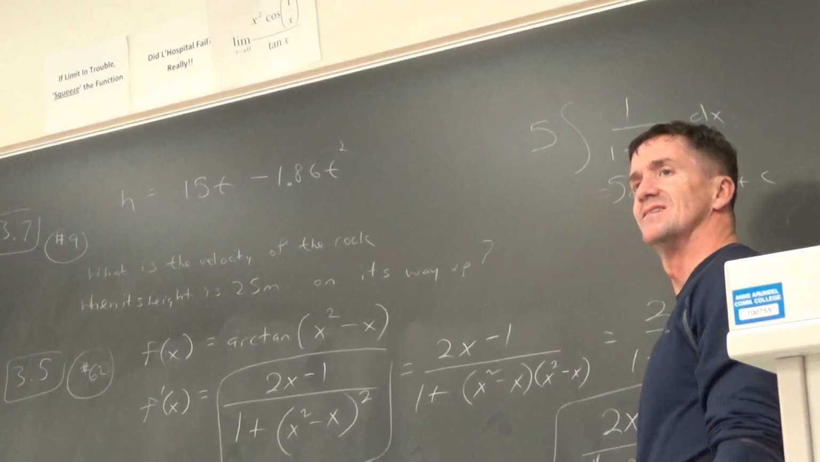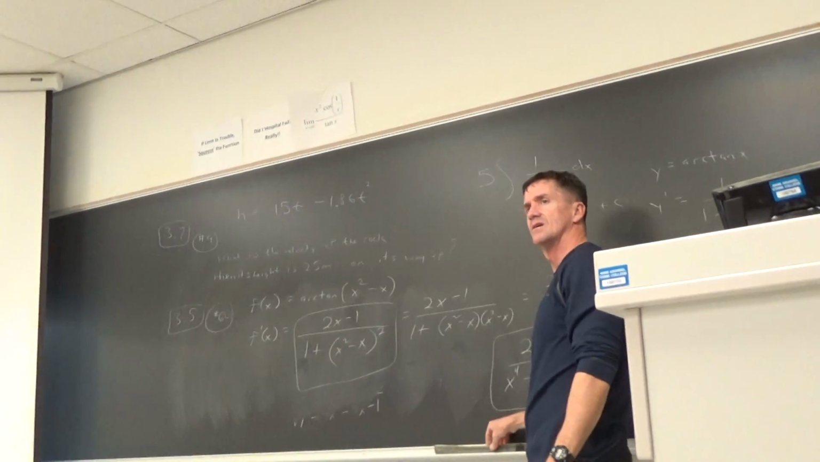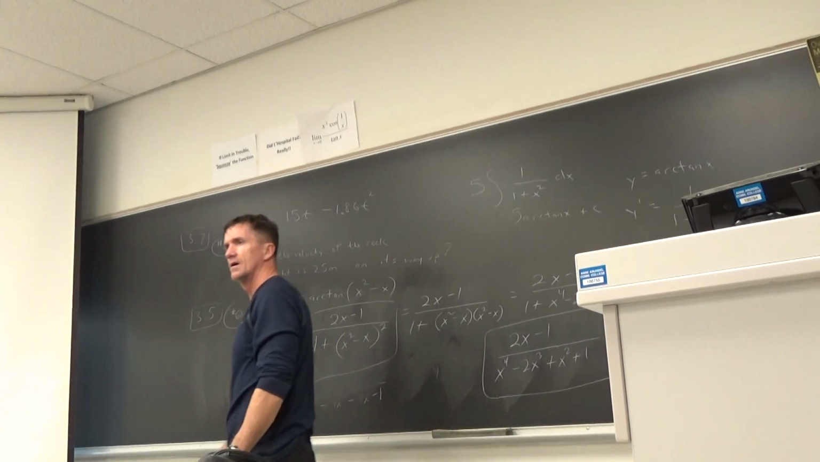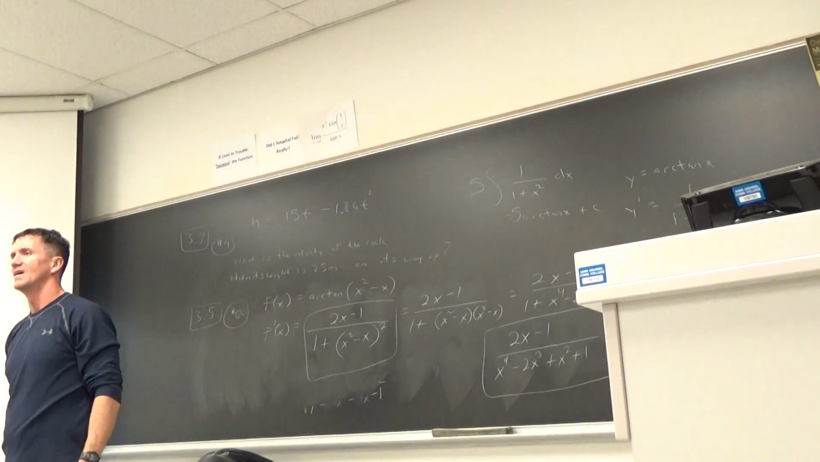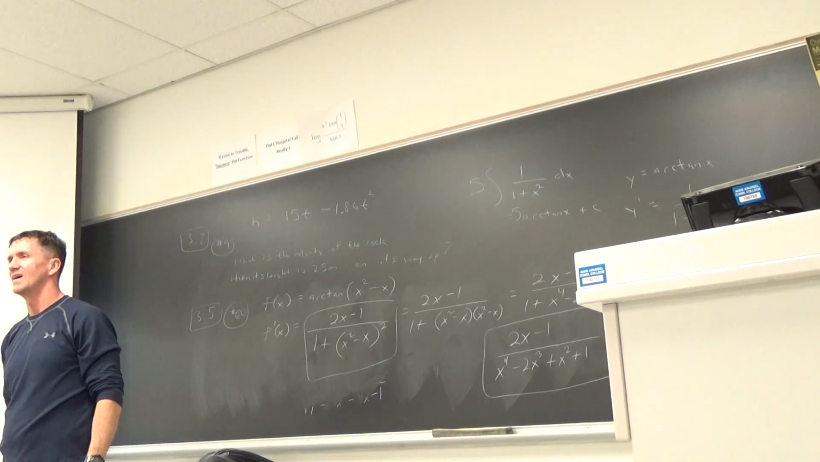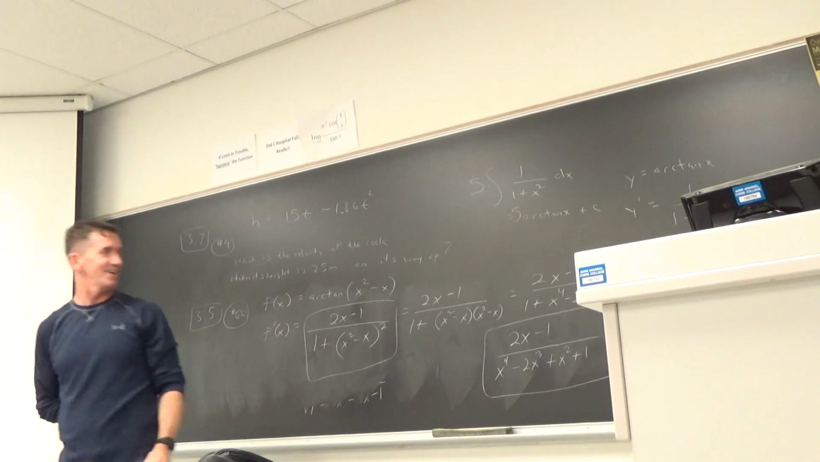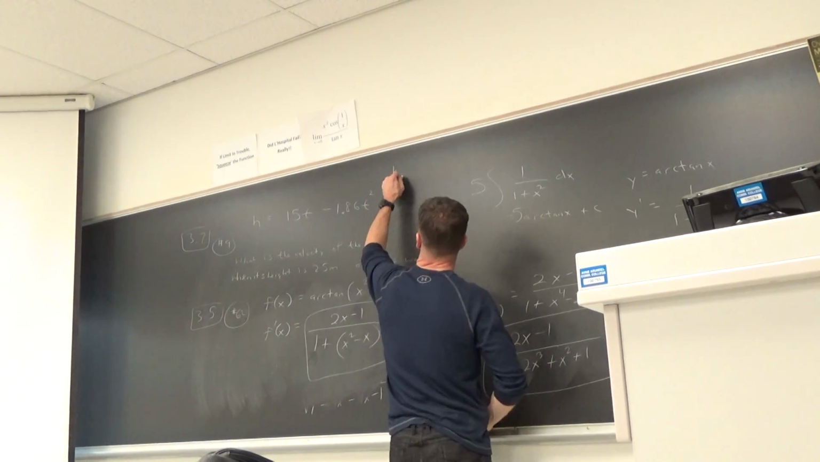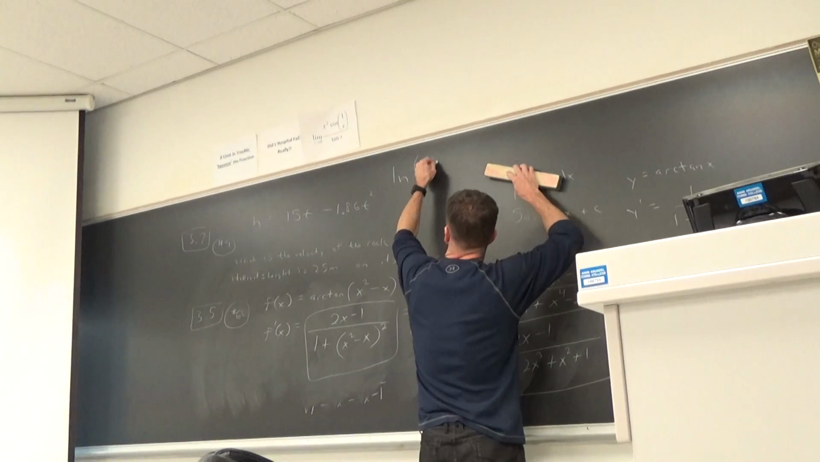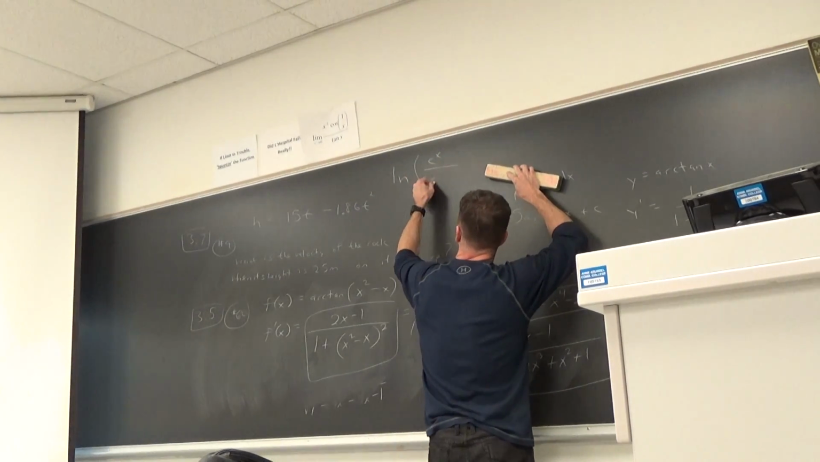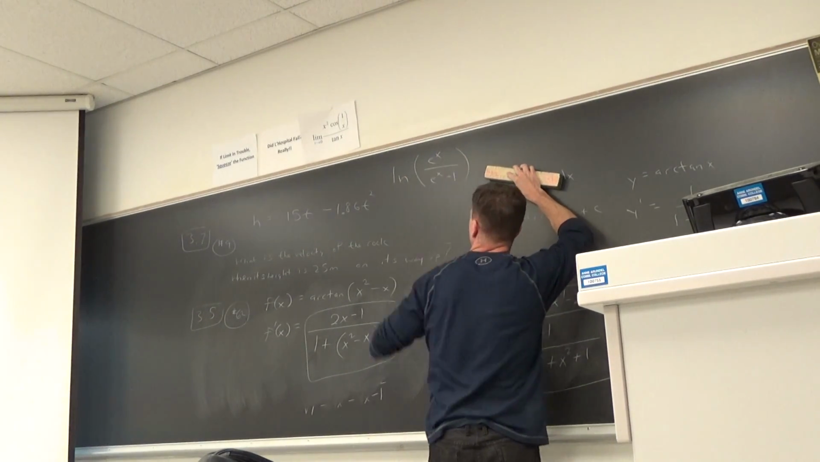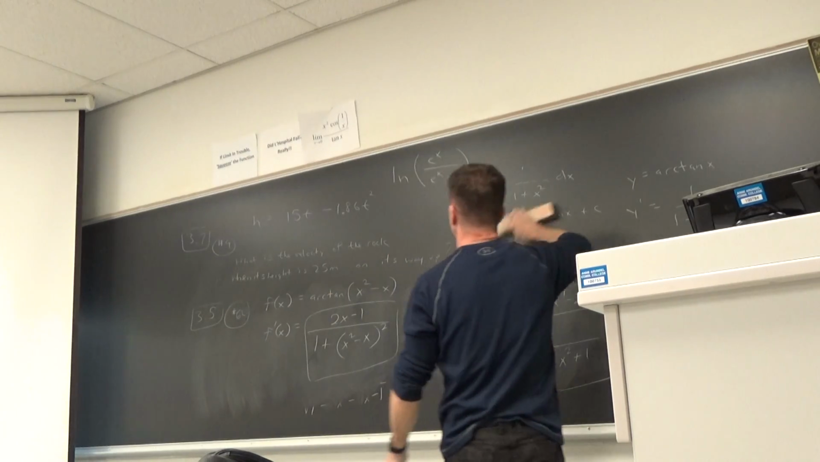Any others? I had a question. It's not from the textbook, it's from a review book. The problem was find the derivative of natural log of e to the x over e to the x minus 1. All right, natural log of e to the x over e to the x minus 1, and it said find the derivative, right? Yeah. All right, let's do it.